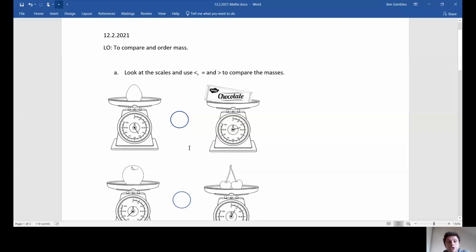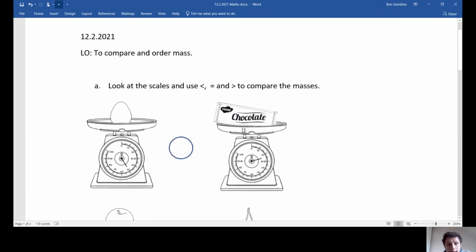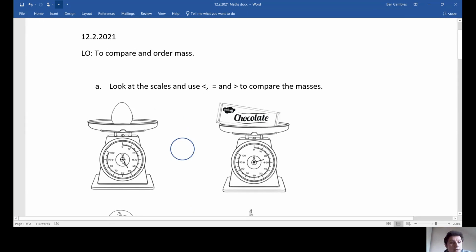Right, let's have a quick look then at your independent task for today. That's the one. So, first thing you've got to do, just like we practiced, is compare the scales for each one. Look carefully at what units you're working in. These are working in grams. We're weighing quite light things, say eggs and chocolate. Look where the hand on the scale is pointing. Here it's on the 50. That should be nice and simple.